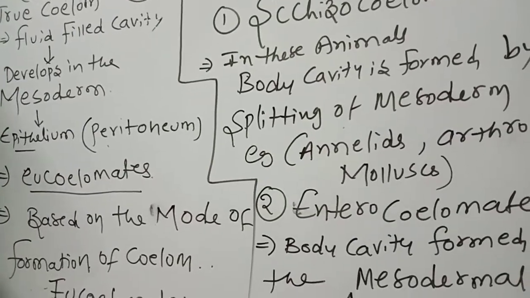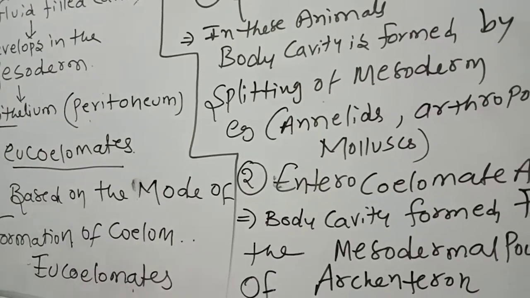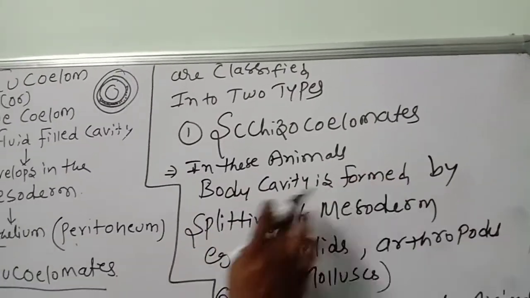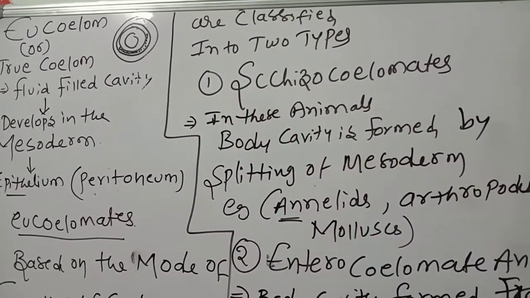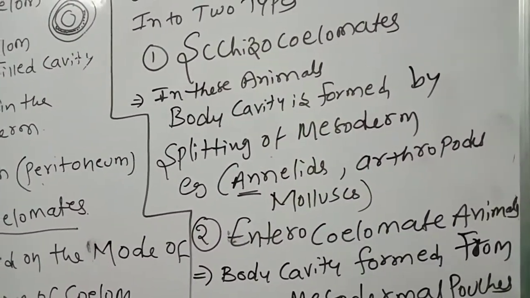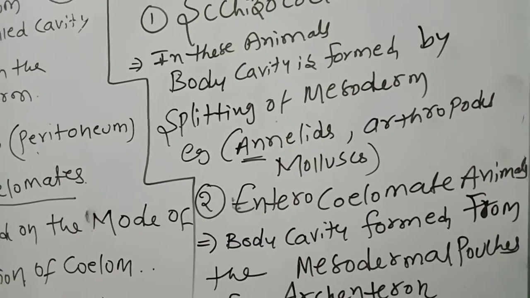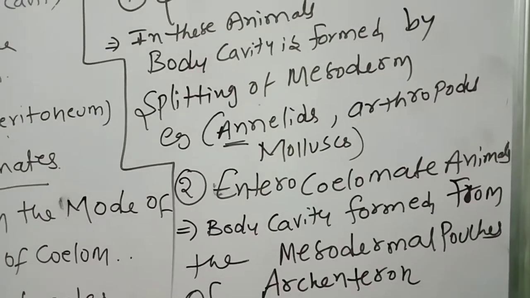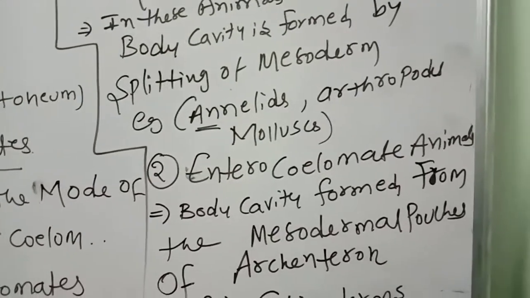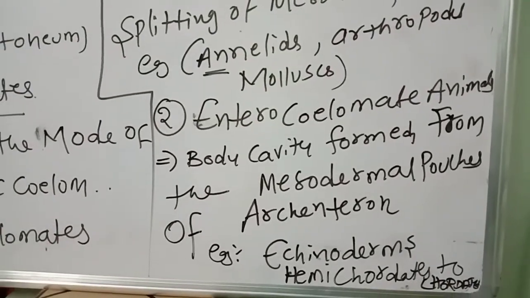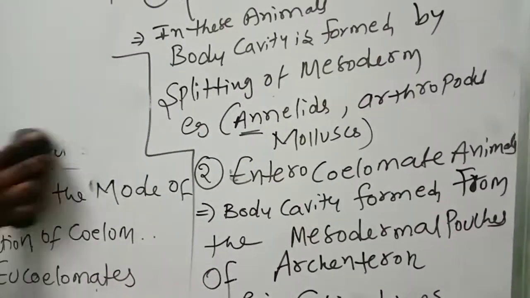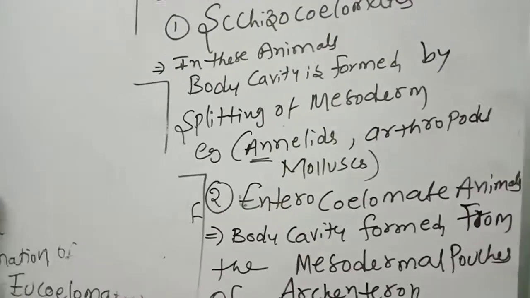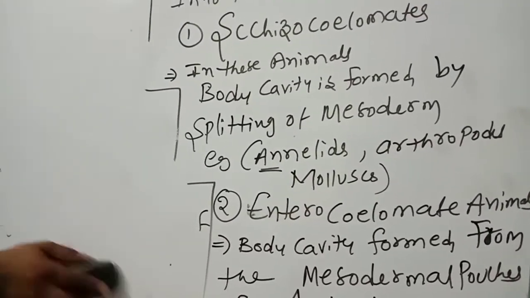Based on the mode of formation of coeloms, eucoelomates are classified into two types. Cytocoelomates: the body cavity is formed by splitting of mesoderm. Examples: annelids, arthropods and mollusks. Enterocoelomates: the body cavity is formed from the mesodermal pouches of the archenteron. Examples: echinoderms, hemichordates to chordates. So I am drawing a picture, and with the picture I will show what is cytocoelom and what is enterocoelom. We will discuss.